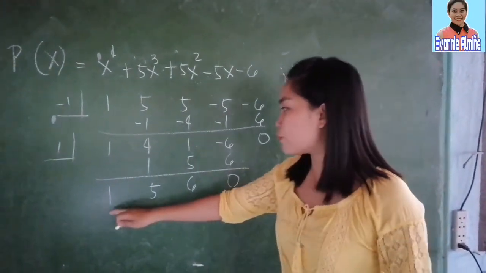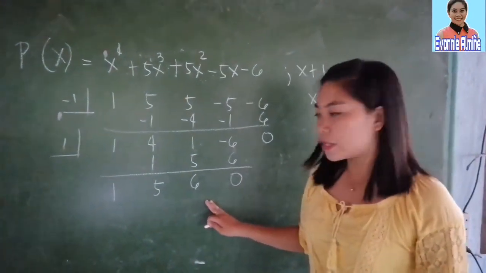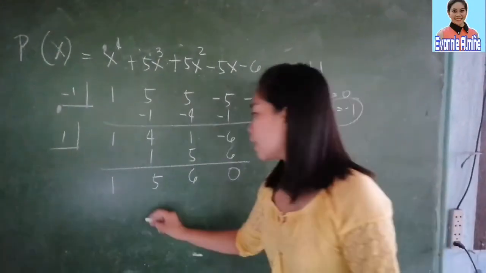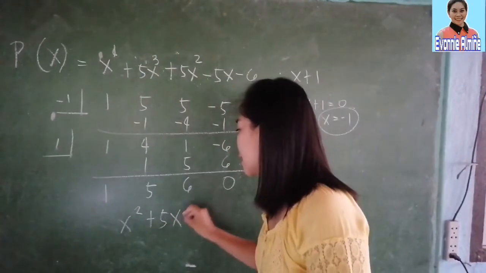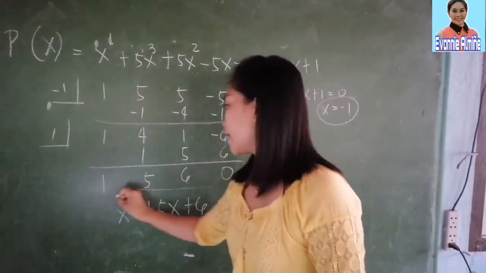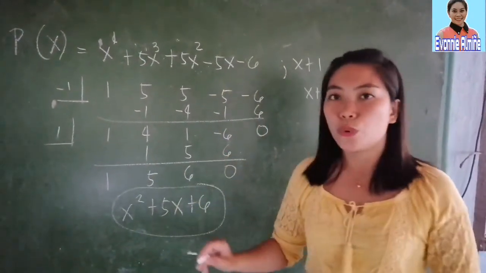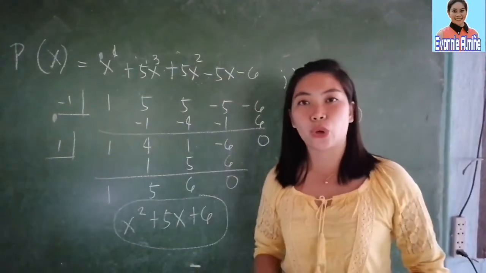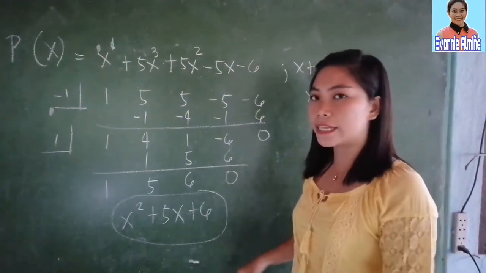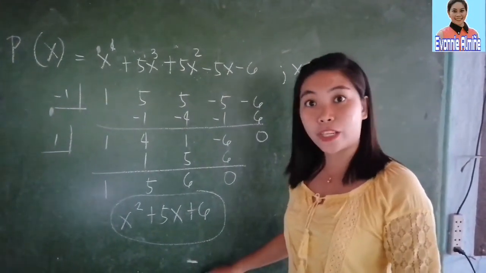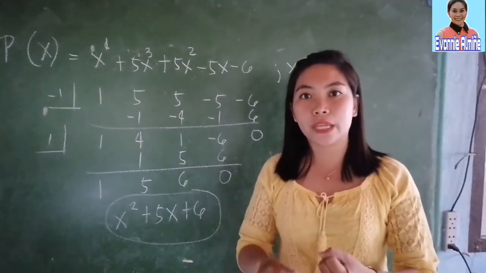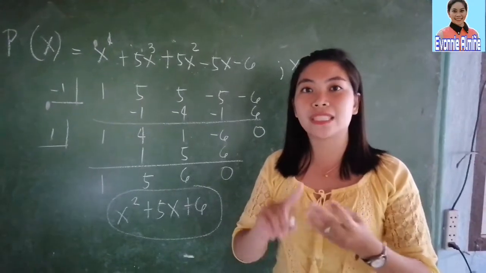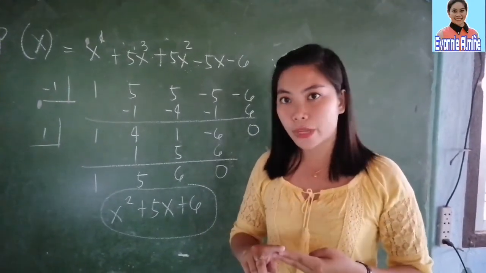Okay, now, we have 1, 5, and 6. So, this is already a quadratic equation which is x squared plus 5x plus 6. Okay, in quadratic equation, we have some method in finding the zeros or the roots of that equation. Meron po tayong completing the square, factoring, extracting square roots, and quadratic formula.